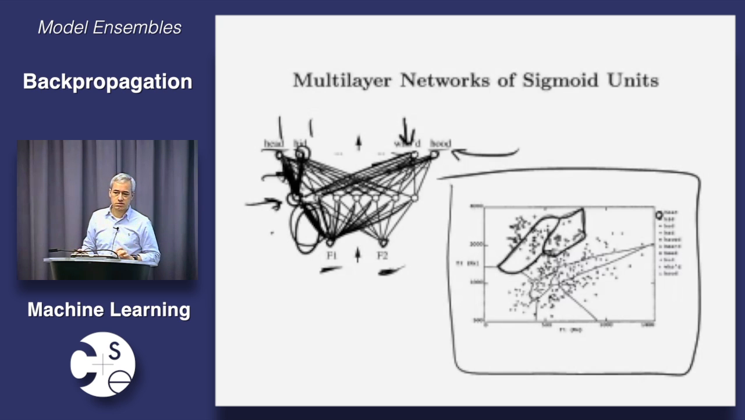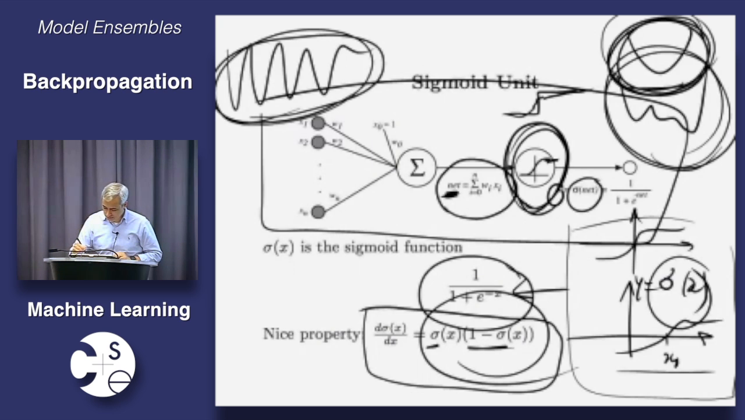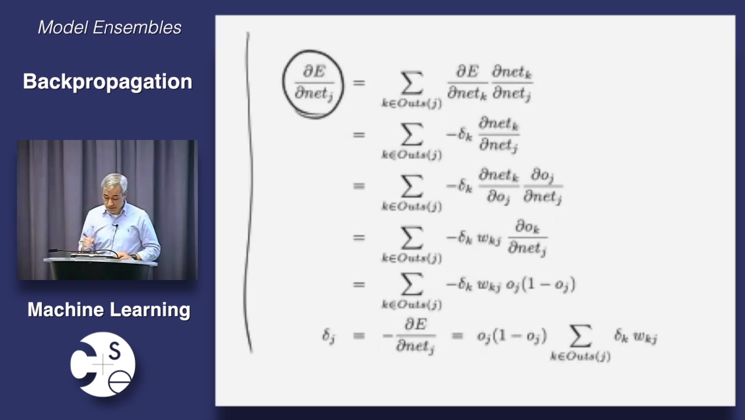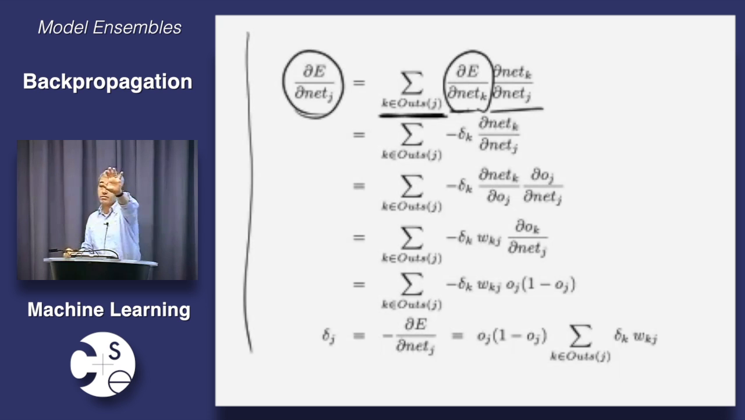More questions? Okay, so let's see how we do this. Here's my sum over all the outputs. Remember, these are the units that this unit is outputting to. So this is the sum, and here's my chain rule. My chain rule is breaking this into two parts. The first part is the derivative of the final error with respect to net k. This is where our delta k's are going to show up. And the second part is the derivative of net k with respect to net j.